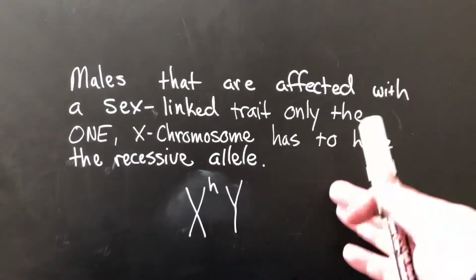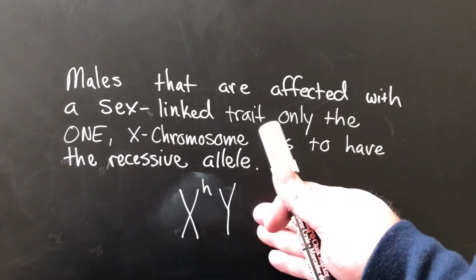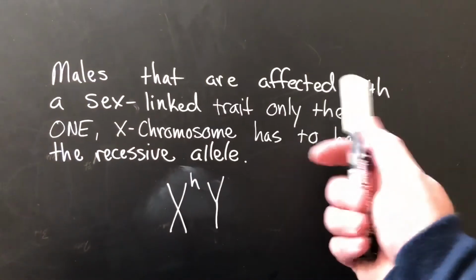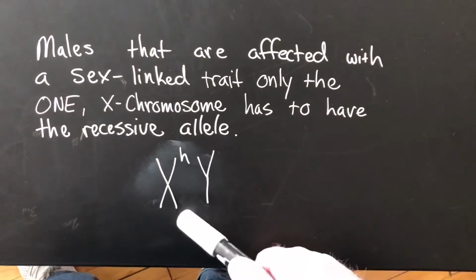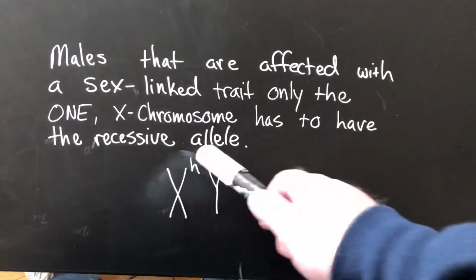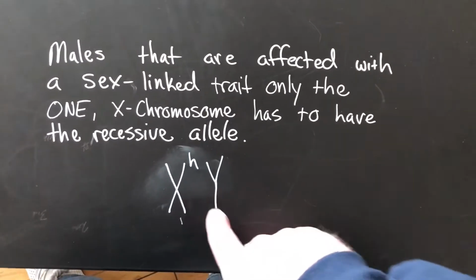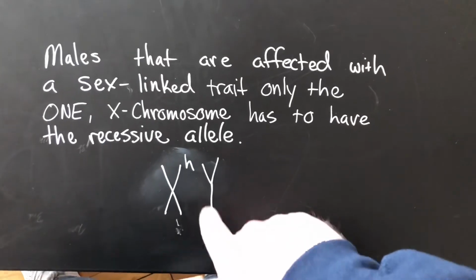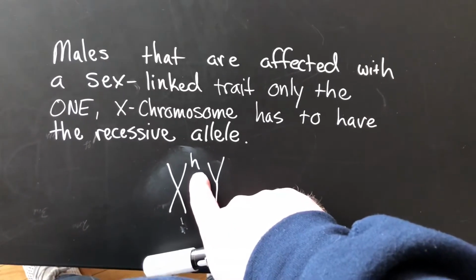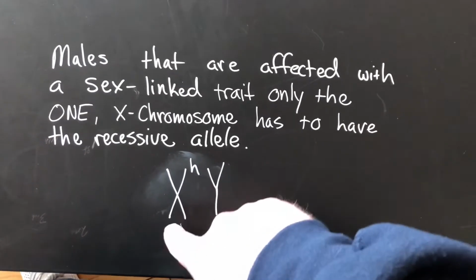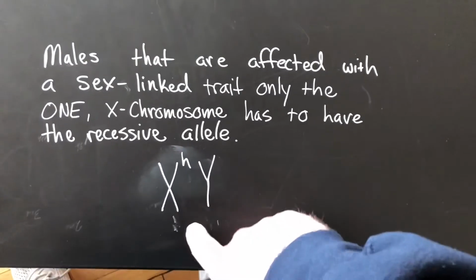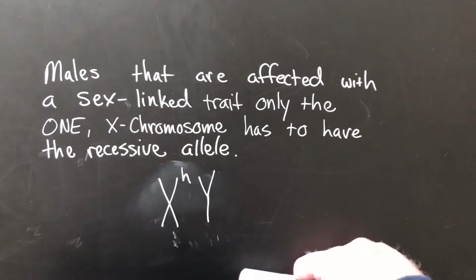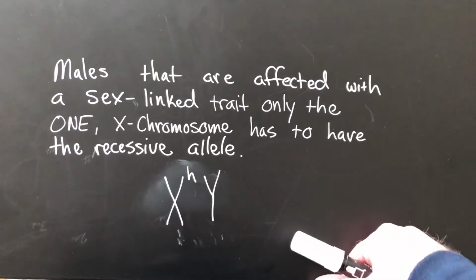Another thing you need to know, and this is super important: males that are affected with a sex-linked trait only have the one X chromosome that has to have the recessive allele. You see right here, this is a male because of X and Y. We see we have a lowercase h, which means that's a recessive trait, and it is on that one X, which means this male will have the affected sex-linked trait that we may be studying.